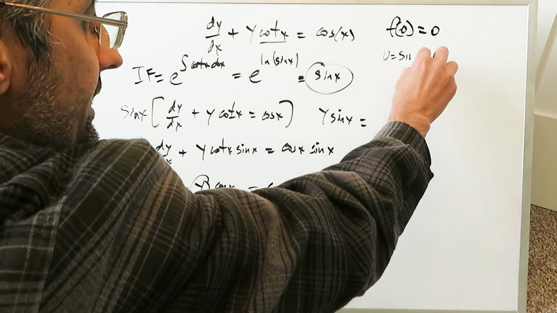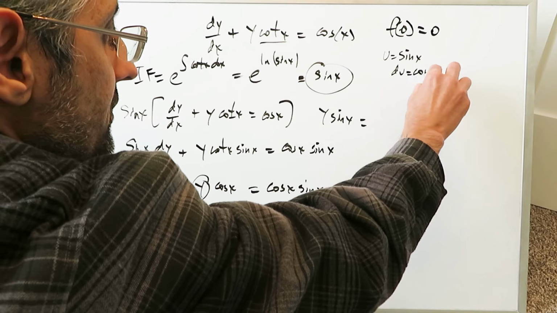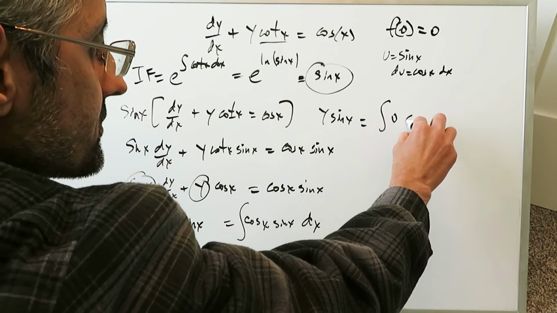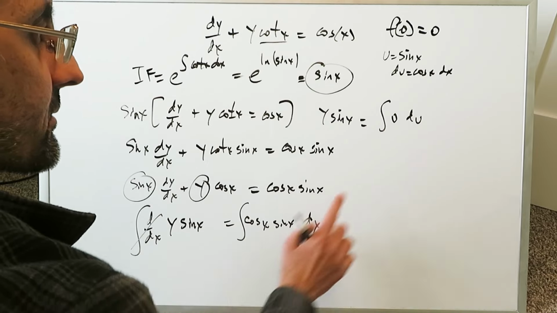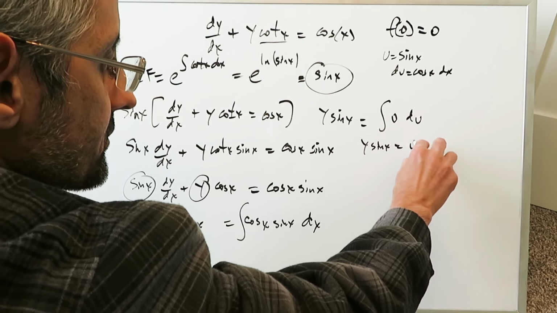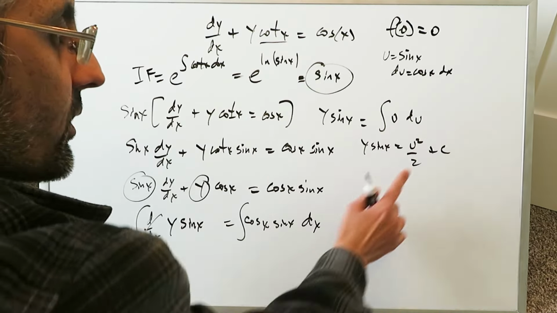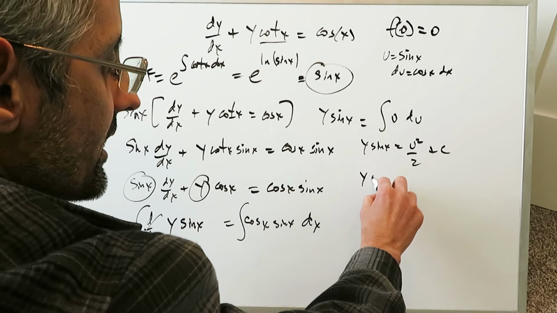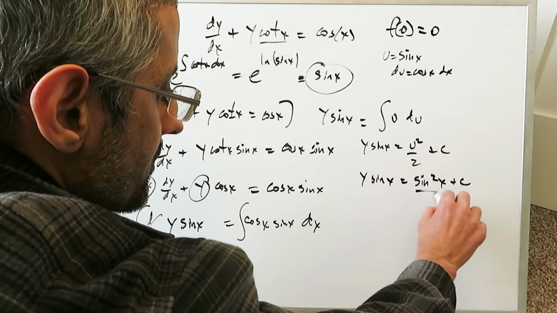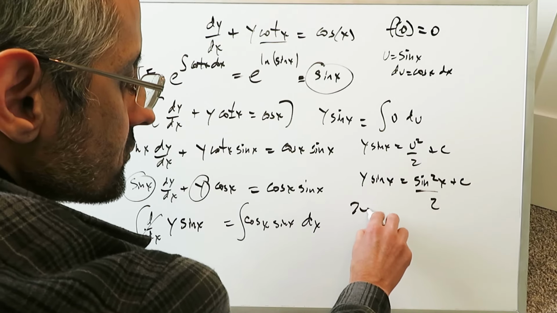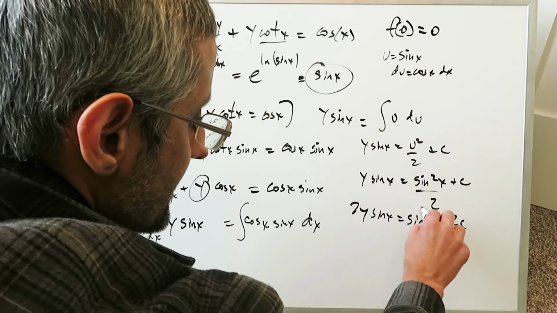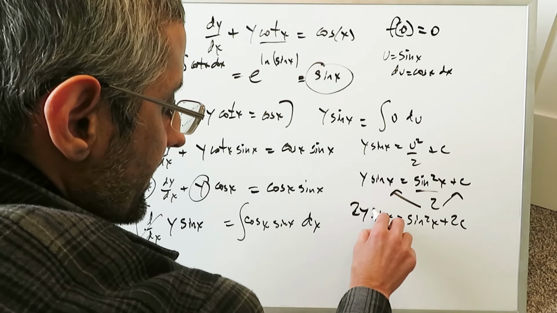If u is equal to sine x, then you know du is equal to cosine x dx, and you can go from there. You'll end up seeing exactly this u du, because the cosine x will cancel out with that. You'll have y sine x is equal to u squared over 2 plus c. What's u over here? It's sine x. You're having y sine x is equal to sine squared x plus c over 2. Get rid of this 2. You can do 2y sine x is equal to sine squared x plus 2c. I'm getting this denominator, I'm removing it.